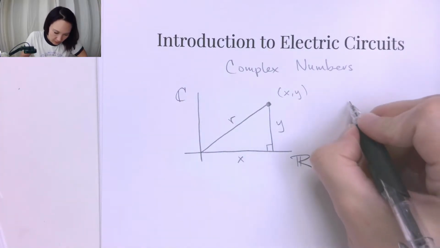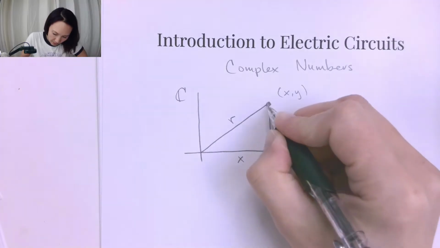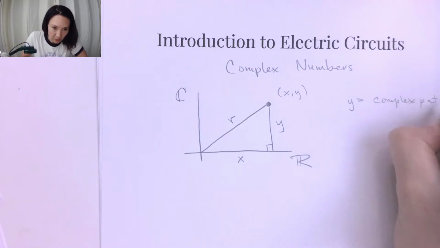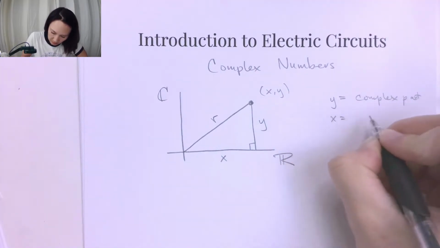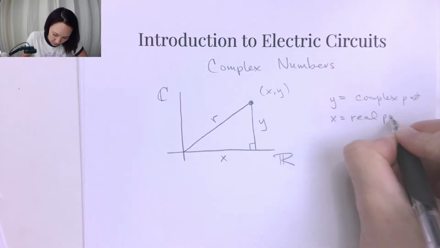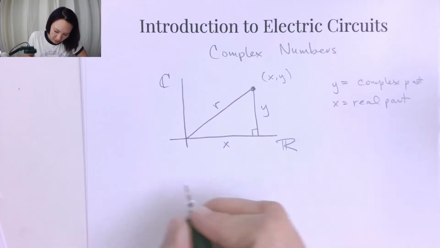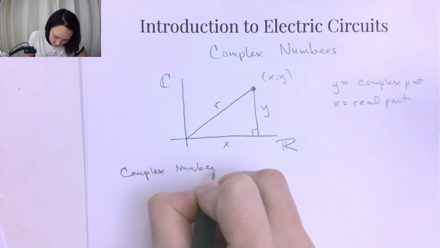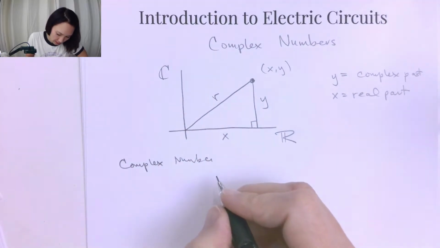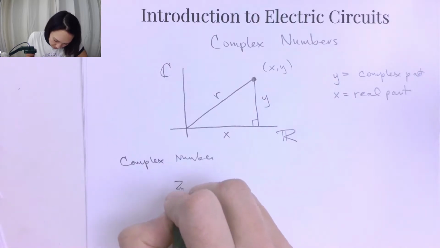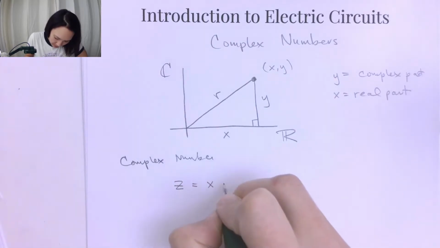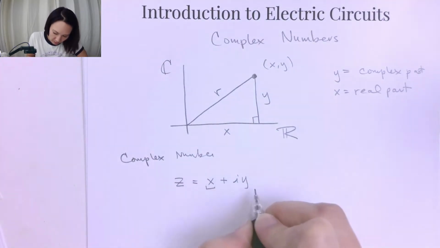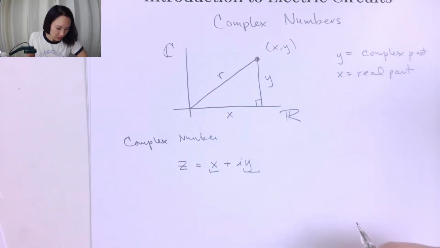So then this means that the y part of this number is going to be the complex part of the number, and the x part of the number is going to be the real part. Okay, so then if we put this together, the complex number will consist of a real part and a complex part, or an imaginary part. So it's denoted z is the sum of these two parts, i times y, okay? Where this is the real part and this is the complex part.